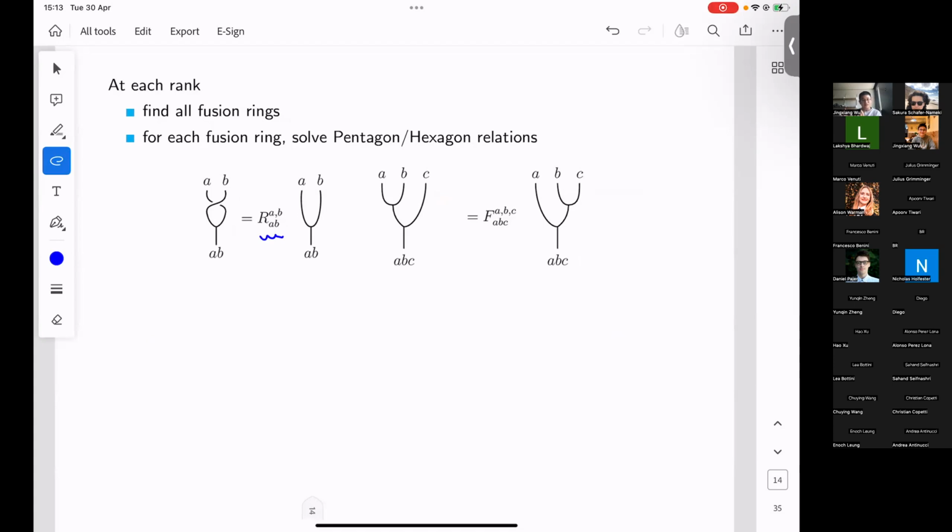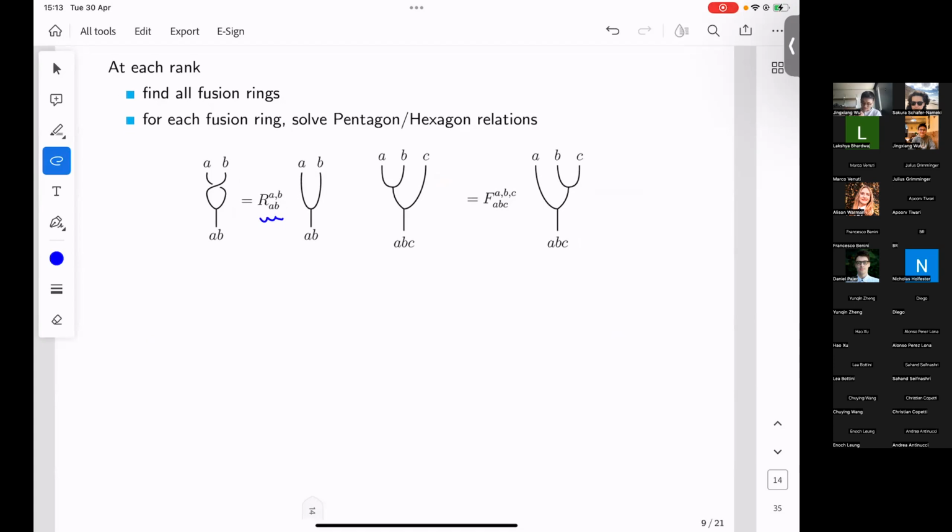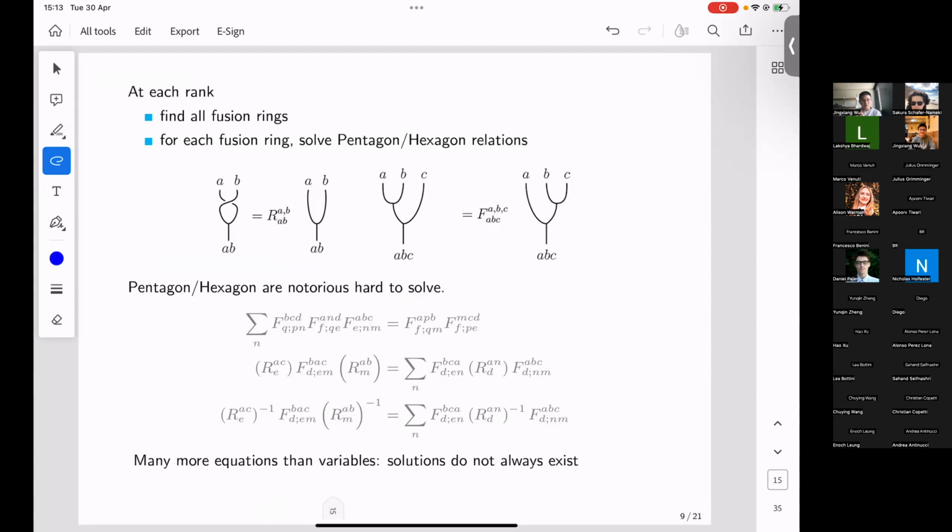We don't need the actual definitions, but those consistency relations are notoriously hard to solve. They are all cubic in R and F, and there are a lot of equations. If you just stare at them, you can easily count there are many more equations than variables. The solutions do not always exist, and given a rank, it's very hard to find a solution to that large number of equations.